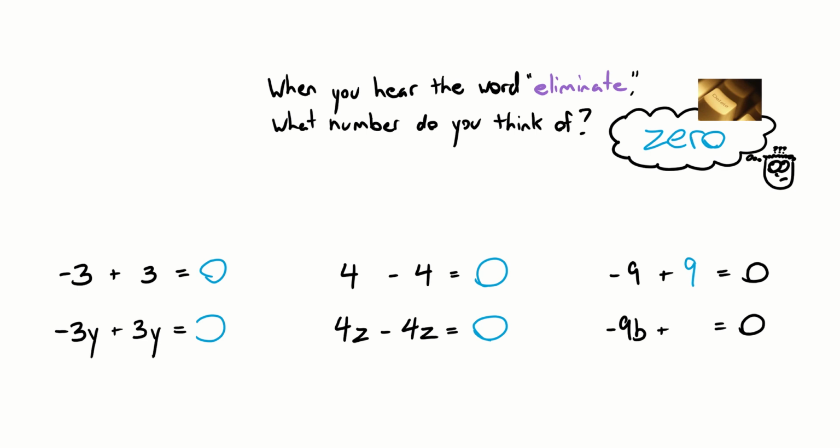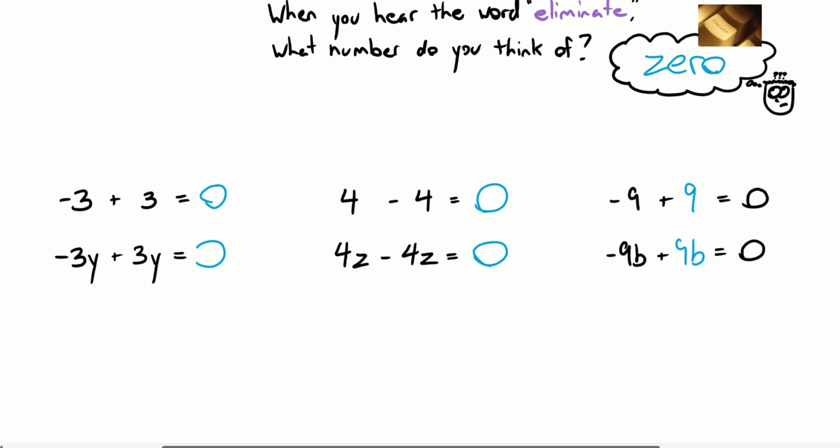Well, what do we add to -9b to get 0? Well, its opposite, positive 9b. Remember, opposite means positive, negative, positive. Flip the signs. That's what opposite means. And this is an important concept. When you're trying to get rid of things, aka eliminate, you need opposites.